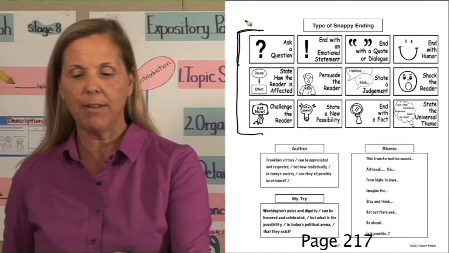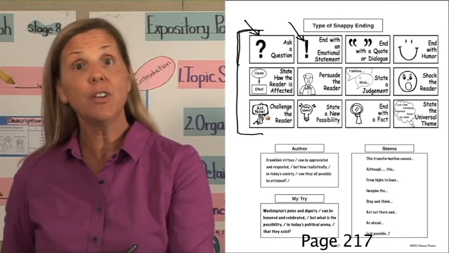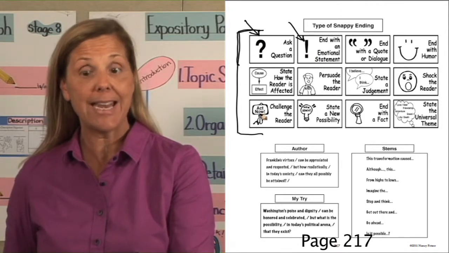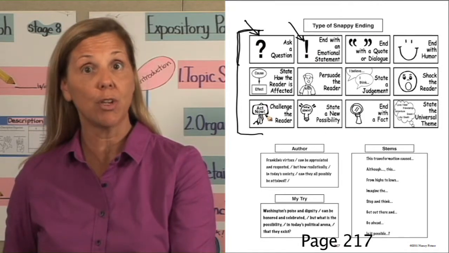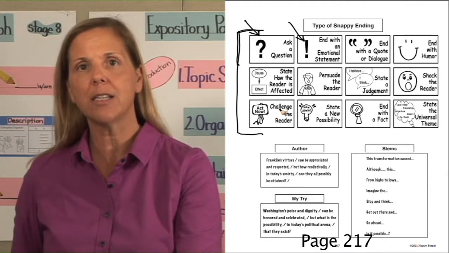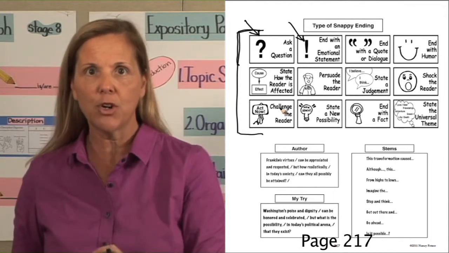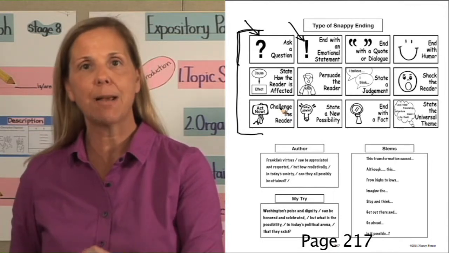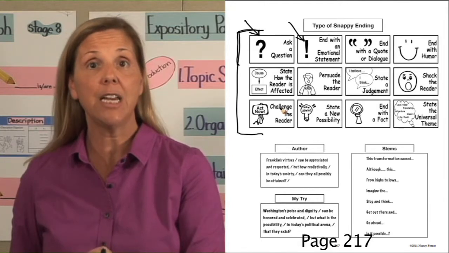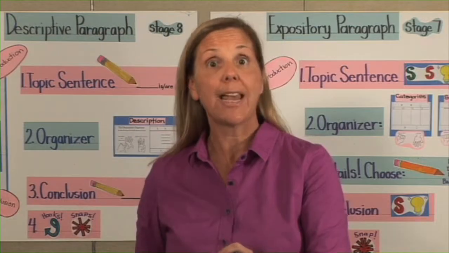So notice we have ask a question and with an emotional statement. I have 12 different types of snappy endings displayed here for your students. In order to write these snappy endings and understand how to teach these to your students, I have a separate video for you to refer to for writing hooks and snappy endings. Please go to that video to understand how to use this chart and the other tools that I have for a snappy ending.